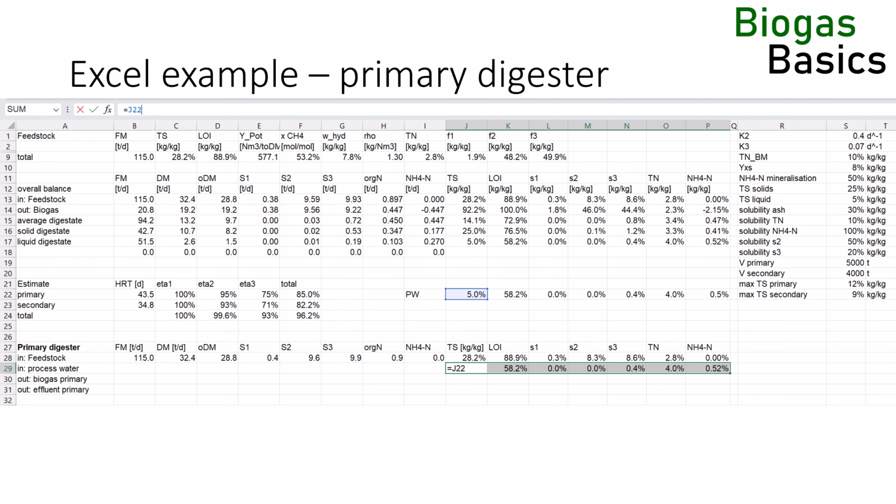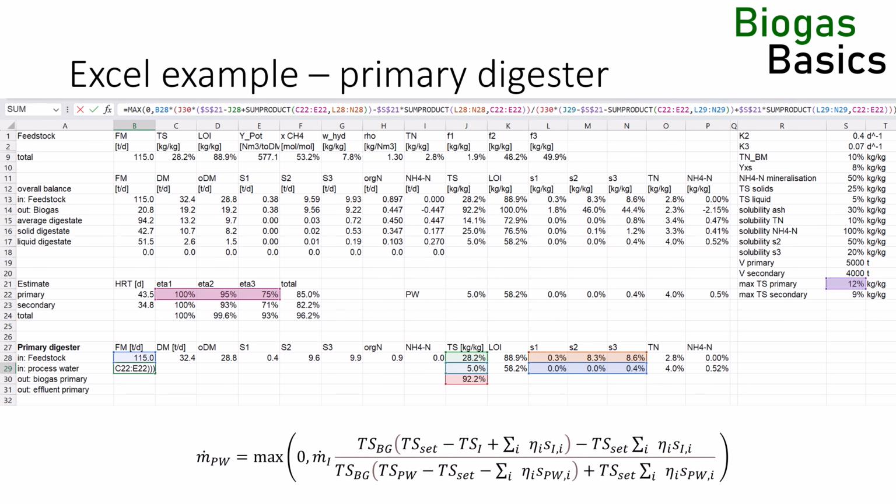But now the process water does contain substrate, meaning that its TS will decrease slightly in the digester as some of its dry matter will be converted to biogas. The formula for the required process water dilution becomes slightly more complicated. It depends on the TS of the feedstock, the process water before its substrate has been digested, the biogas, and the target TS in the digester, here 12%. Further, it depends on the substrate concentrations in the feedstock and the process water and the respective substrate conversion factors. The required process water mass flow is 53.4 tons per day in this example.